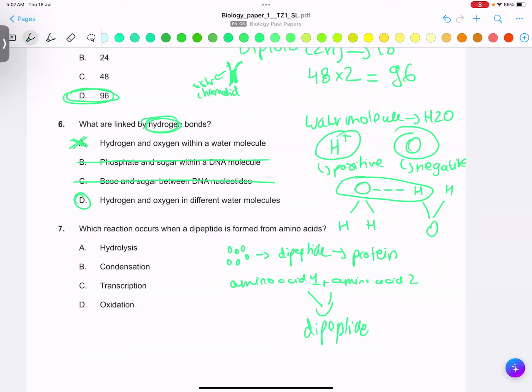Hence, this will not need hydrolysis, but hydrolysis is a breaking down. Hydrolysis is basically breaking down a molecule, and it results in the release of water, which is H2O. So this is not it. It's not transcription because this is just when it comes to DNA. And it's not oxidation, it's condensation. Because basically what happens is that the two amino acids will form one molecule, which is the dipeptide. So two molecules would form one molecule. So they're going to end up combining. So this is what will happen.